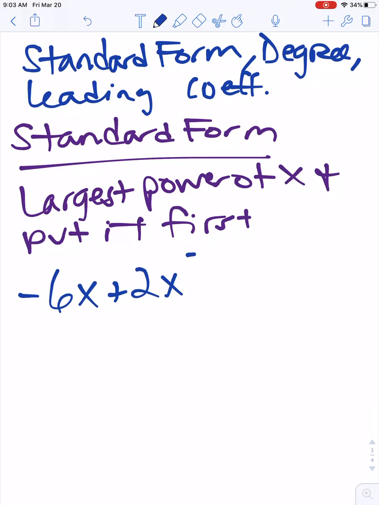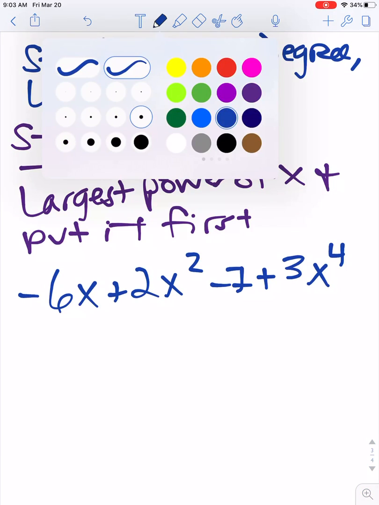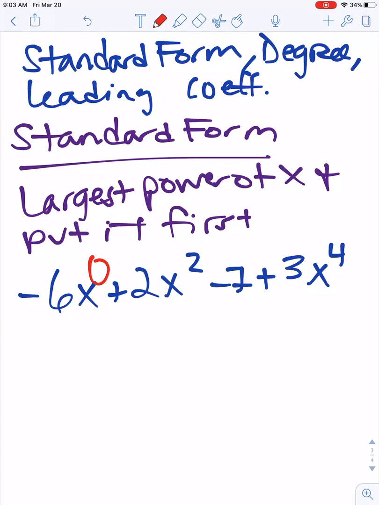negative 6x plus 2x squared minus 7 plus 3x to the fourth, I'm going to look for my largest power of x. So you can see we have x with no exponent, but remember, since there's nothing there, that's an implied 1. So I have x to the 1, x squared, x to the 0, because it's just a 7, and x to the fourth. So we see that the fourth is the biggest one, so we're going to write that first. So we're going to start with a positive 3x to the fourth. And you include the entire term, not just the variable. All right? Then we go in descending order, meaning we go from biggest to smallest.